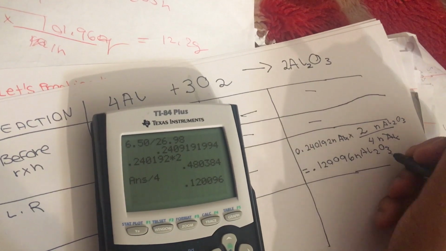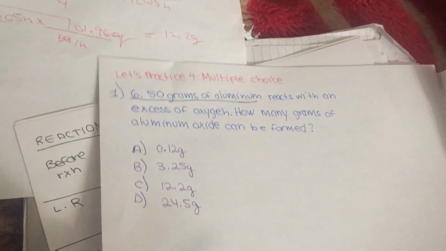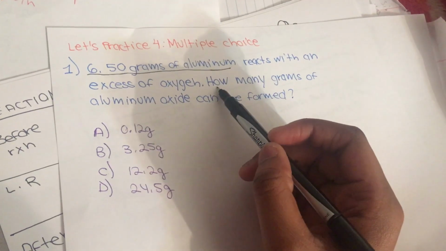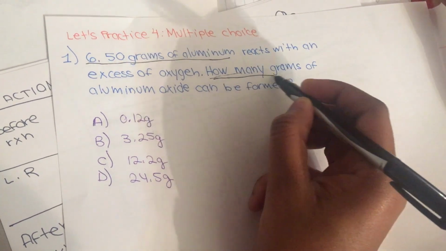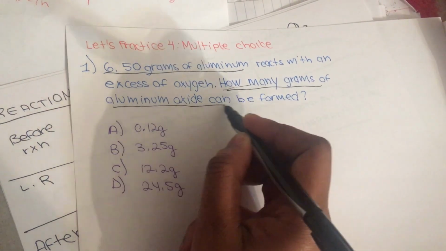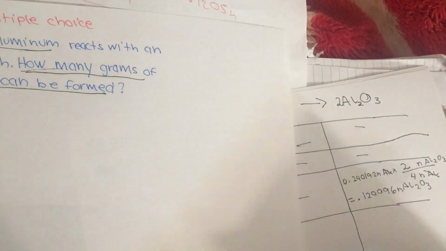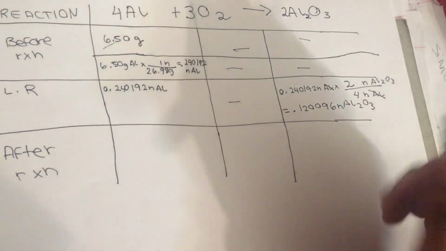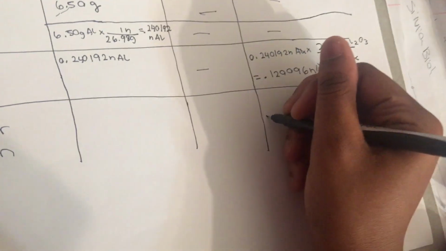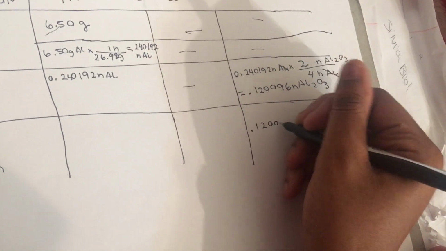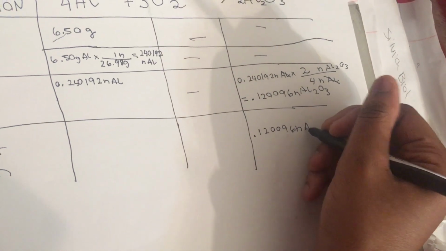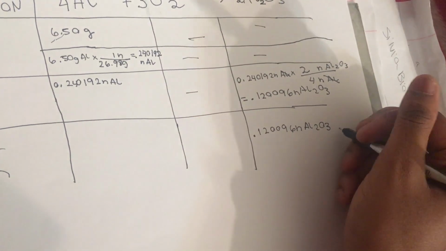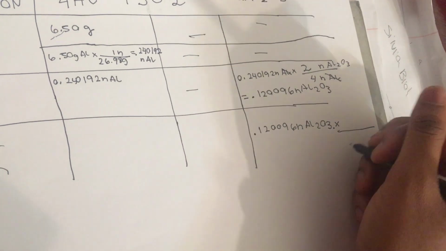However, the question did not ask for the answer in moles of aluminum oxide. They said grams. They asked how many grams of aluminum oxide can be formed. So we will have to convert it back into grams. We'll use the same number, 0.120096 moles of aluminum oxide, and convert it into grams.